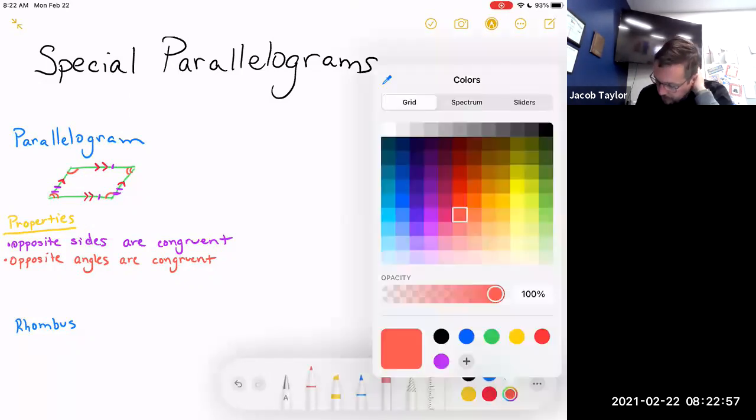We also know that, let me pick a really pretty green color here. My son's diaper looked like this morning.